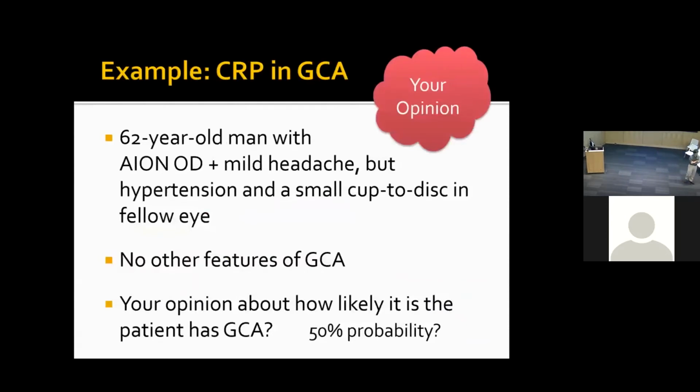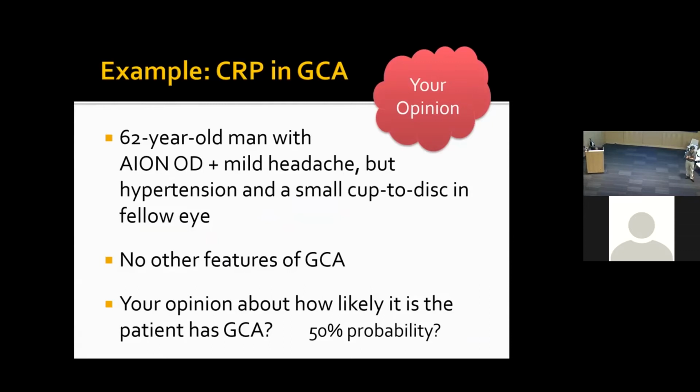Anyway, here's an example again from neuro-ophthalmology: C-reactive protein in giant cell arteritis. A 62-year-old man comes to the clinic with anterior ischemic optic neuropathy, which is the blinding condition of GCA. You know GCA can blind you, and then you've got to treat it with steroids really quickly to keep the other eye from going blind in many cases. He has a little bit of a headache, but he also has hypertension and a small cup-to-disc ratio in the other eye, which are risk factors for the non-arteritic form of this, which is the more common form than GCA. He has no other features of giant cell arteritis.